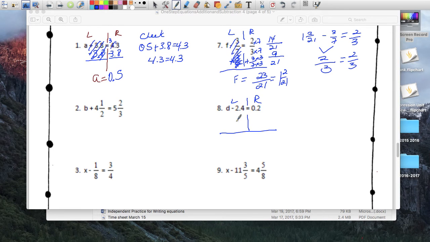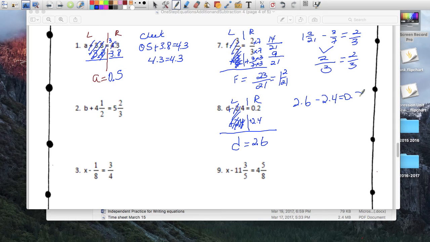The inverse operation of subtraction is addition. So I'm going to use plus 2.4 here. And I'm going to do plus 2.4 on this side. Okay, whatever I do to one side, I must do to the other side. The minus 2.4 and the plus 2.4, they eliminate each other, leaving me with exactly what I want, just my variable, which is d. And on this side, I can add 0.2 plus 2.4 is 2.6. Replace it, so I get 2.6, my check, minus 2.4.